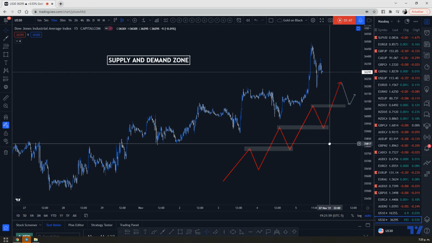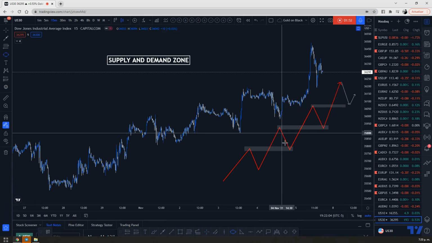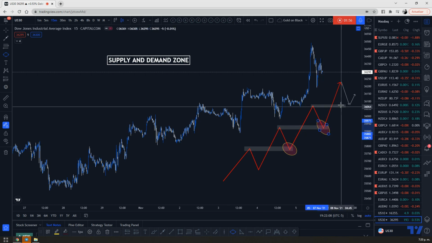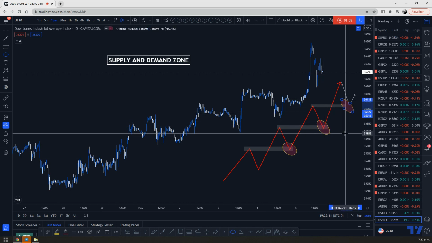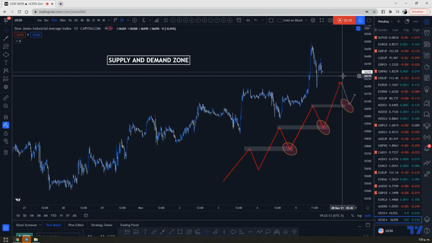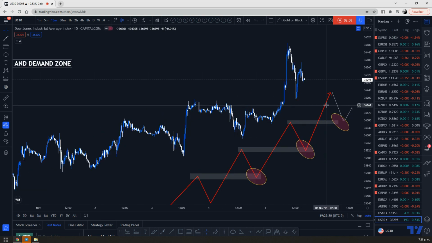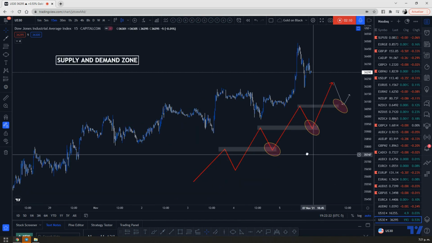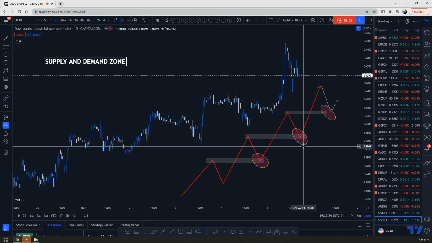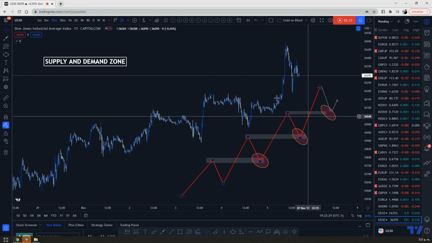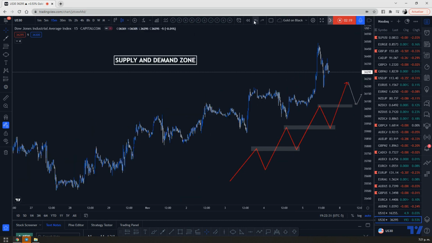Okay, so where are our entry points on the pullbacks of the zone right there? We're going to be looking for those type of entries when the price comes back in and retests the zone, in this case the support. But pay attention to this because it's very important to understand why some people call it supply and demand and some others call it just support and resistance. Simple. I'll show you what it means.